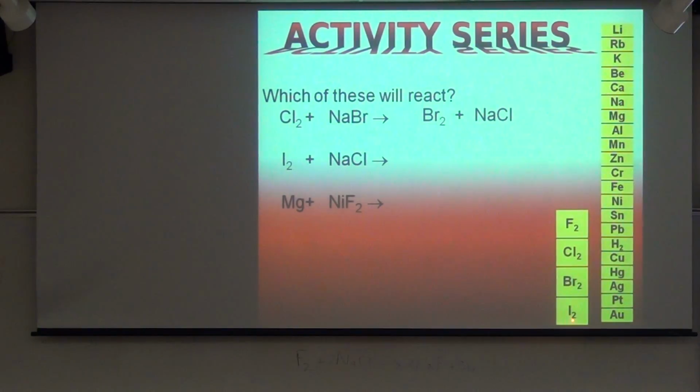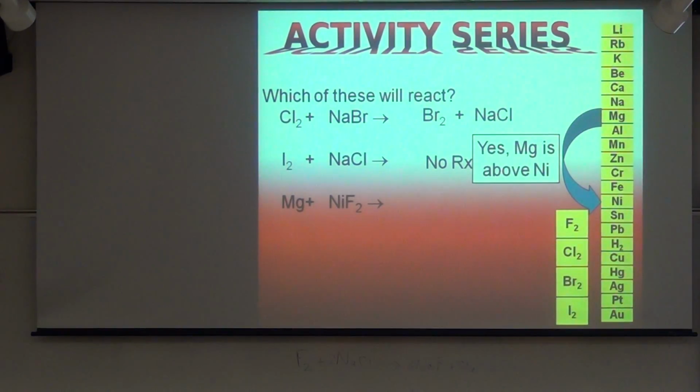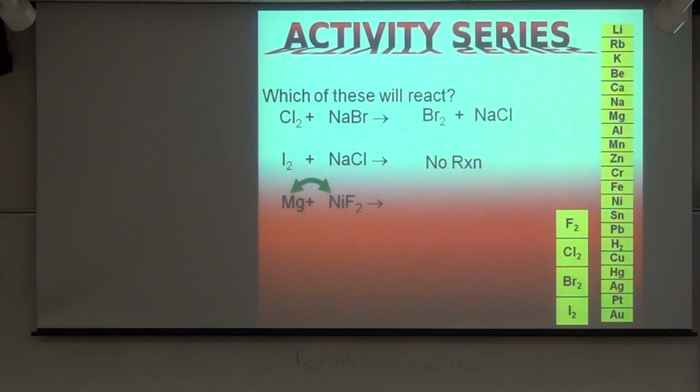Iodine and chlorine. Iodine's way down here, chlorine is up there. So iodine doesn't have what it takes to replace the chlorine. No reaction. Right, these things practically do themselves. And back to metals, magnesium and nickel. We're over here, magnesium, nickel. Magnesium's got a little more something than nickel, so it's going to be a little more aggressive, a little more active. It replaces the nickel, and our new compound is magnesium fluoride with just nickel.